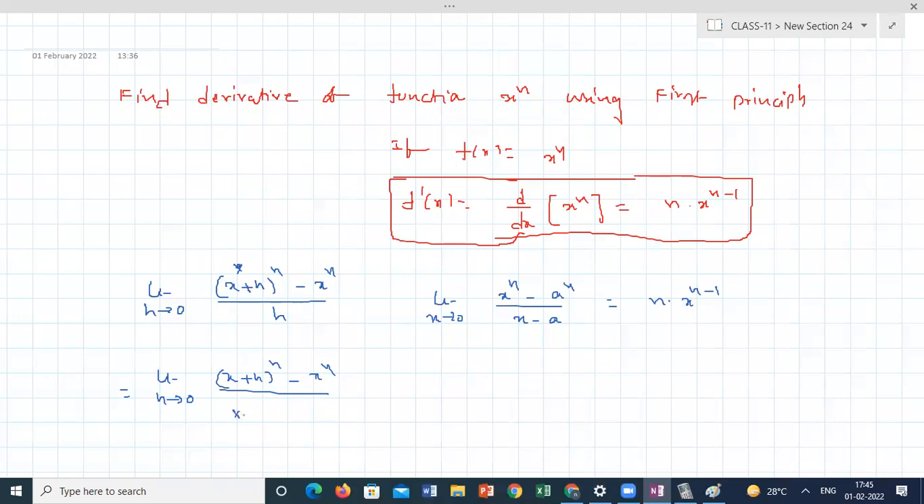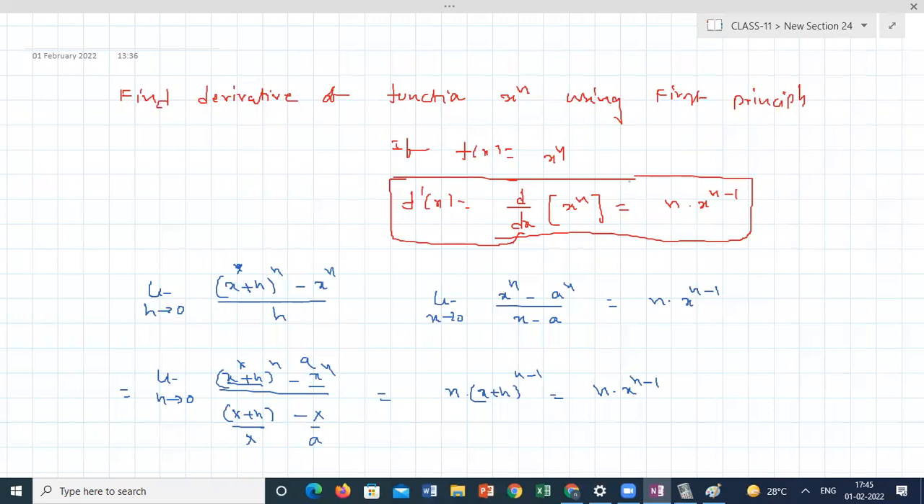This can be written as x plus h minus x. This is like your capital X, this is like your a. So the answer is n into X, which is what? X plus h whole power n minus 1, where h is 0 here. So n into x power n minus 1. Simple. Confused?